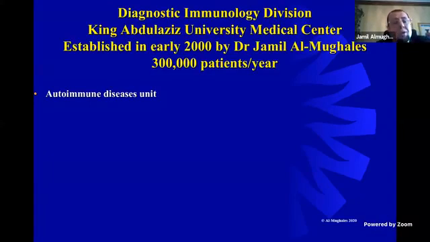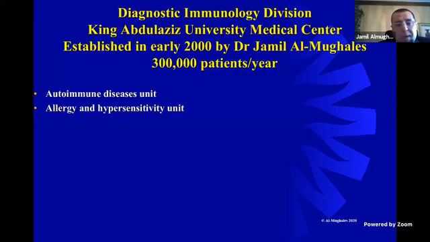So in our diagnostic immunology at Abdulaziz University, we are happy that we have sophisticated technology and facilities. We are serving more than 300,000 patients per year. We have this unit called the Autoimmune Disease Unit. I was lucky to establish this diagnostic immunology unit.